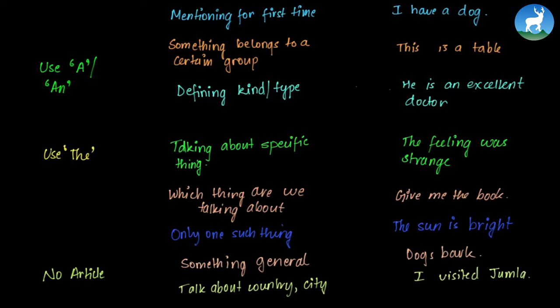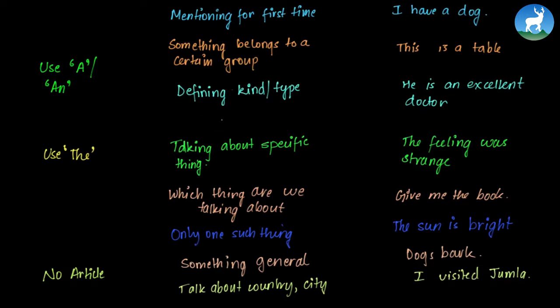So use a or an while mentioning something for the first time. For example, I have a dog, or something that belongs to a certain group. This is a table. You can define kind and types using a and an. He is an excellent doctor. So you're defining the kind of doctor, the type of the doctor.